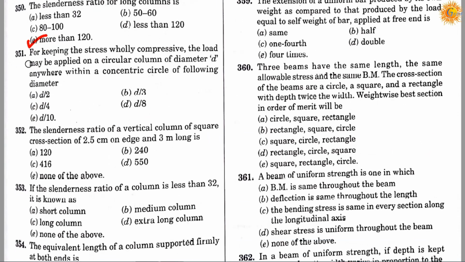Question number 351. For keeping the stress wholly compressive, the load may be applied on a circular column of diameter d anywhere within a concentric circle of the following diameter. Option A is d by 2, option B is d by 3, option C is d by 4, option D is d by 8, option E is d by 10. Correct answer is C, it will be d by 4.